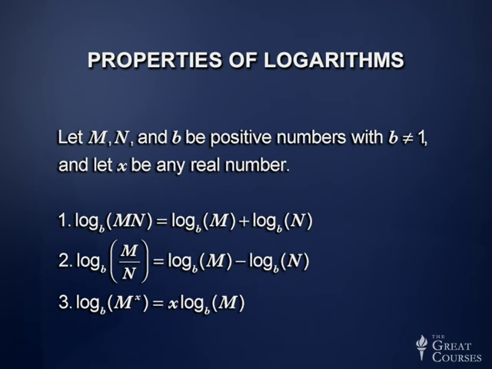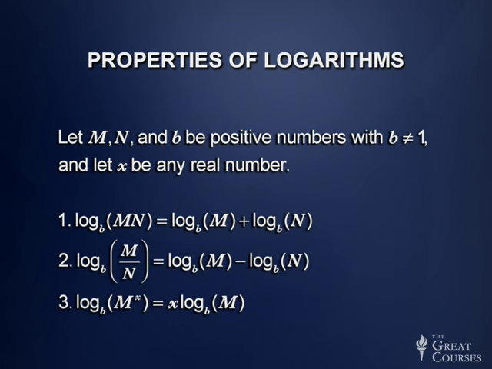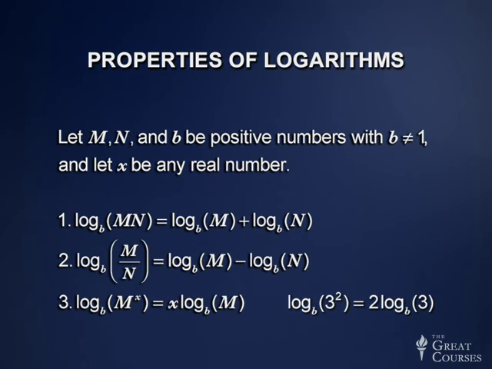And the third property says that if you take the log base b of m raised to the x power, so you've plugged m to the x into the function, it's the same as x times log base b of m. In other words, that nice exponent that's on the m, that's inside the function, is actually allowed to come out in front and become a multiplier next to the log. So log base b of m to the x equals x times log base b of m. If I put numbers in, for example, I might be saying that log base b of 3 squared is the same as 2 times log base b of 3.